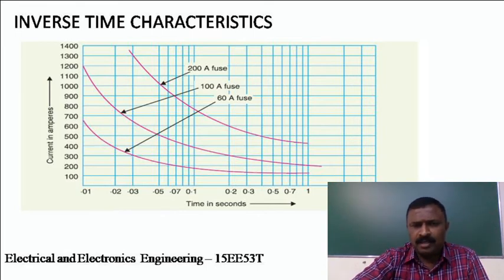So we are taking current along the y-axis and time in seconds along the x-axis. So when you have more current, it will take very less time. When you have less current, it will take more time. So that is called the inverse time characteristics, because the time of operation is inversely proportional to the magnitude of current. Whenever you have more magnitude, it will take less time. Less magnitude of current, it will take more time.